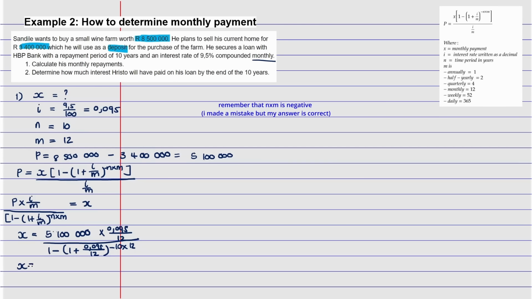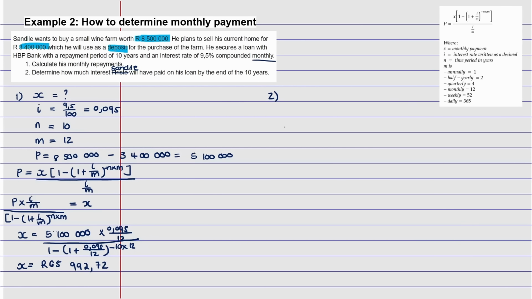You're going to get that your x is equal to this amount, which is 65,992.72. So this is the monthly installment that he needs to make, right? So that's the monthly installment that he needs to make. Then now let's move on to number 2.